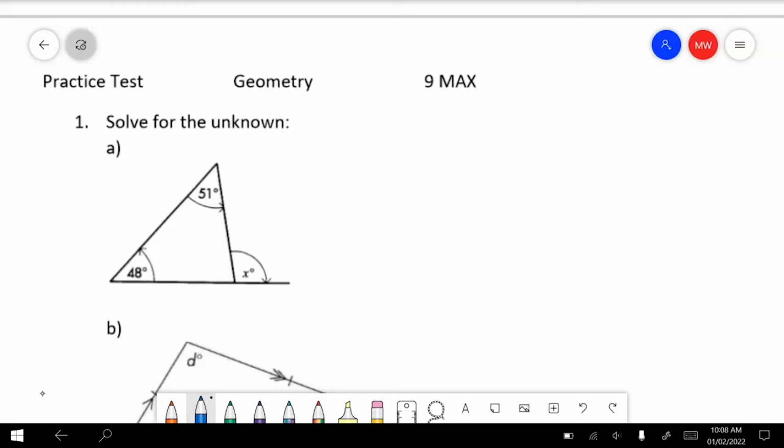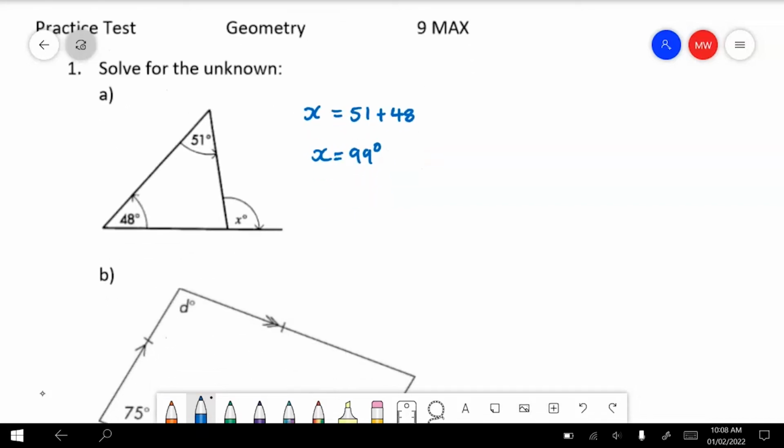Question 1A is a triangle, but this triangle has an external angle, which is this one right here. And there's a rule that the external angle of a triangle is equal to the sum of the two opposite internal angles. So in this case, x is equal to 51 plus 48. So x is 99 degrees. Don't forget your units. And you'd normally justify this with the external angle of a triangle is equal to the sum of the two opposite internal angles. It's quite a lot to write.